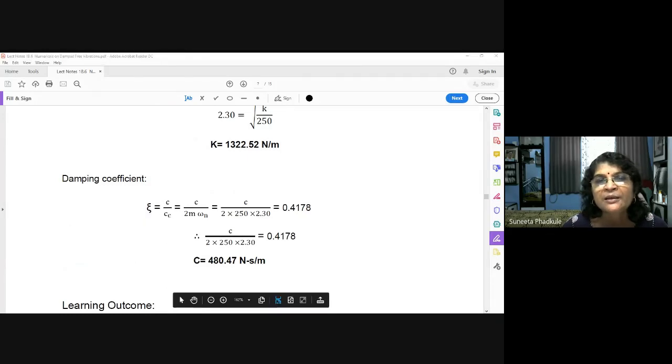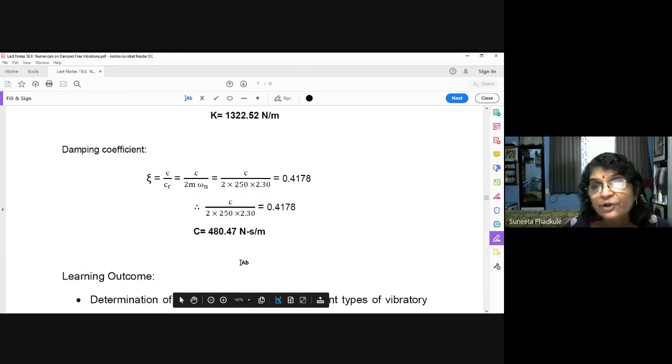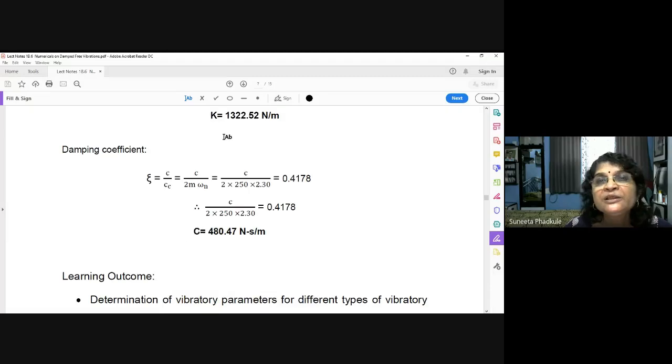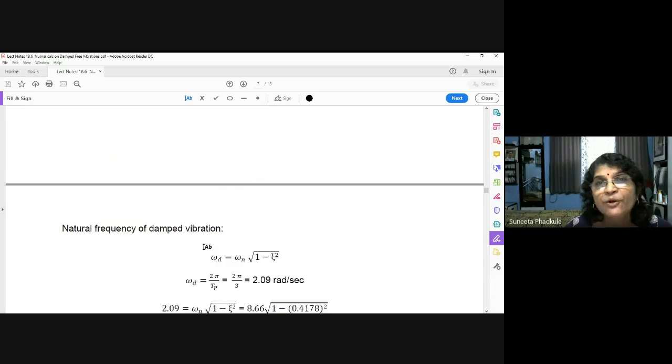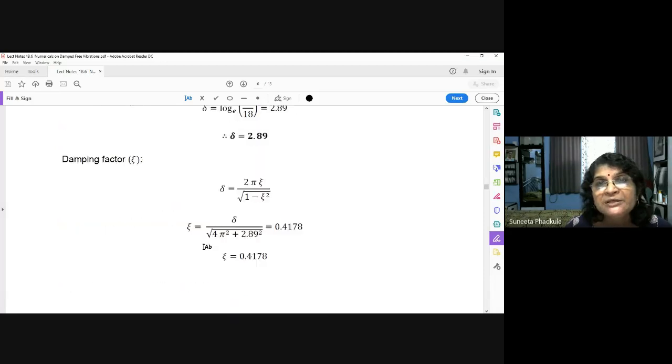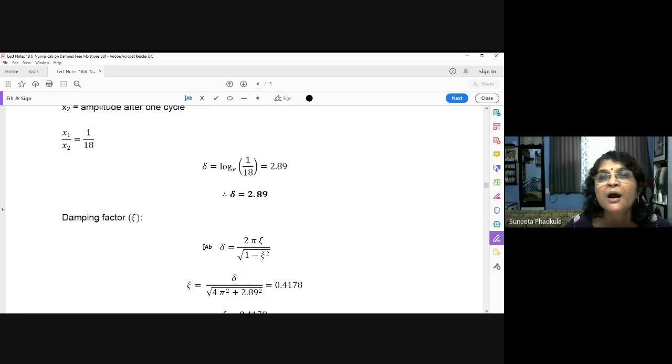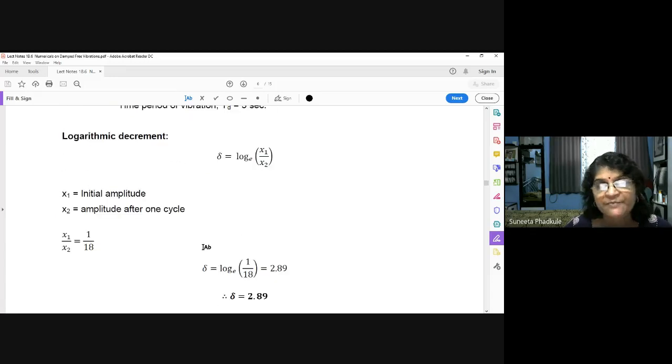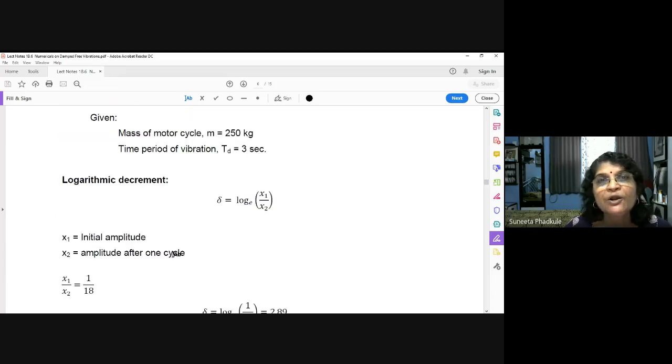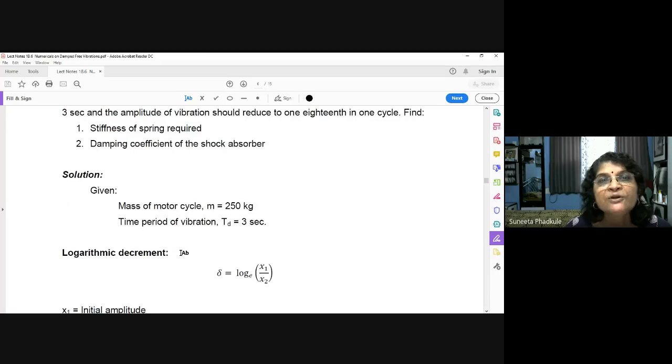Once we find out C, that gives us the damping coefficient of the fluid and the spring stiffness of the spring, which is used in the shock absorber of a vehicle. So again, this is a very important problem which is related to the practical application of an under damped vibration system for your two-wheeler or four-wheeler. So how do we find out stiffness and damping coefficient?